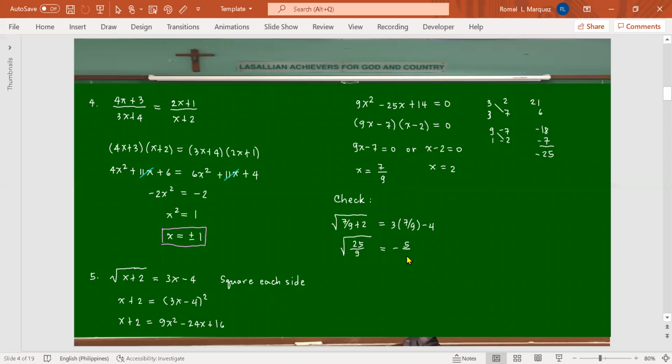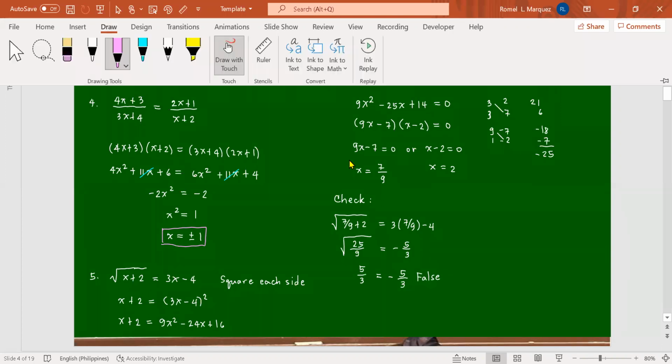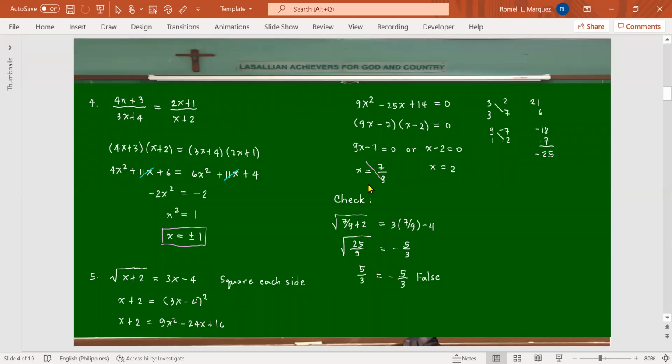Okay. But the left side is 5 over 3. Are they equal, guys? False, no? Am I correct? So we are going to reject this. Okay? Did you get that, guys?